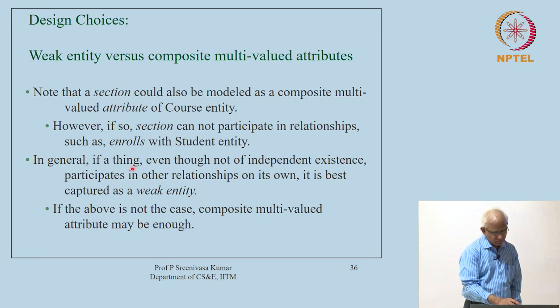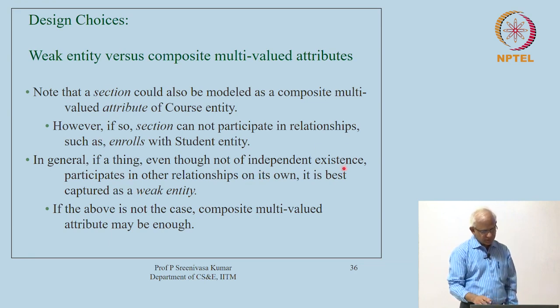So, in general, if a thing, even though not of independent existence, participates in other relationships on its own, like our section did, it is best captured as a weak entity. If this is not the case, then you can go ahead and model it as a composite multi-valued attribute. So, it all depends on the domain which we are modeling and the usage of this information in the domain, and based on that we have to make all these design choices. Okay.